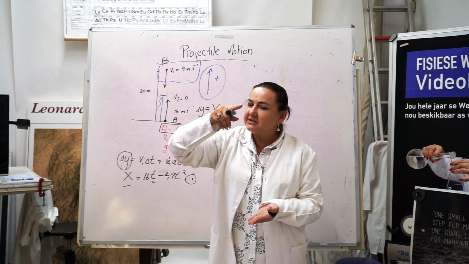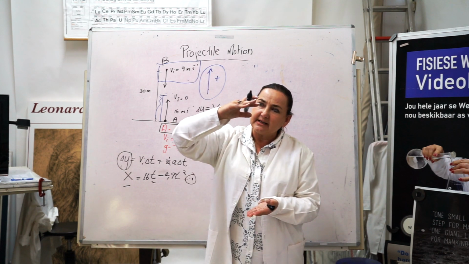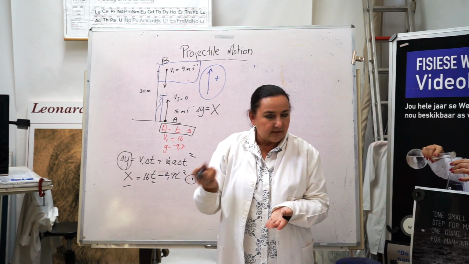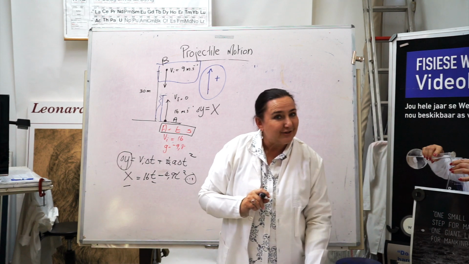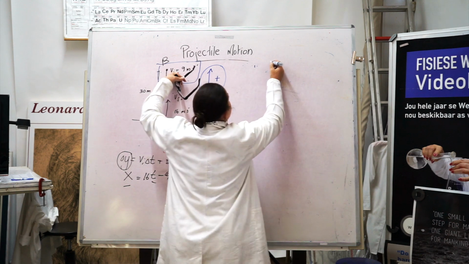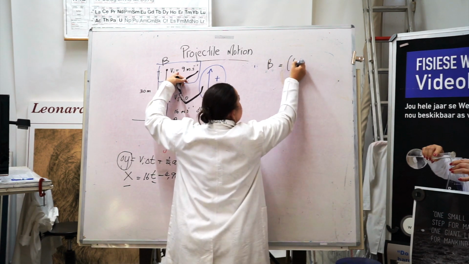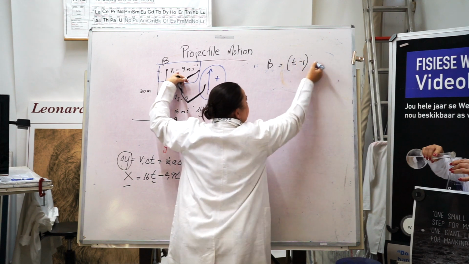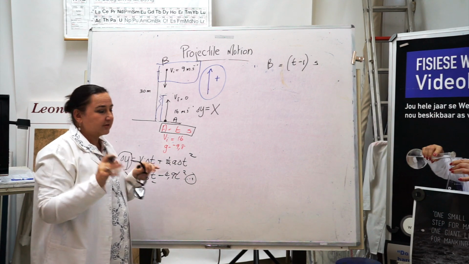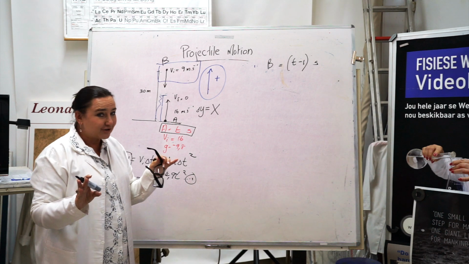It's being projected only 1 second later. So if t is 10 seconds, then B should be 9 seconds, correct? So that gives us an indication that the time for projectile B would be t minus 1 seconds. Okay, that's the first thing we start with. Time is a scalar, I don't have to worry about direction.